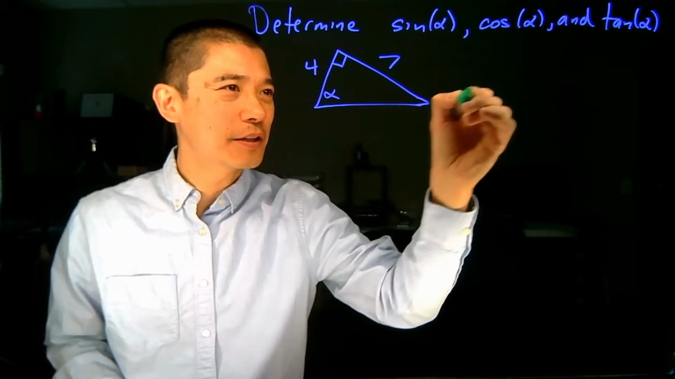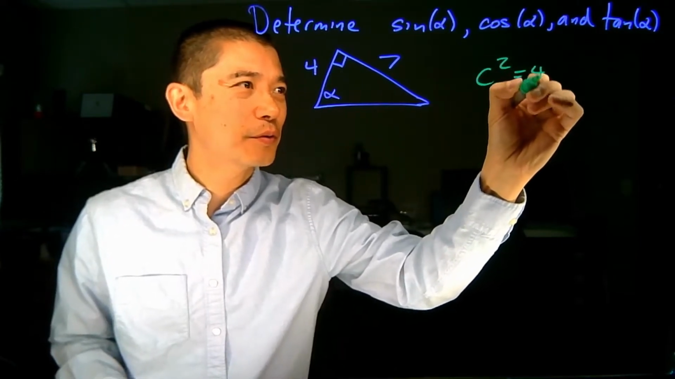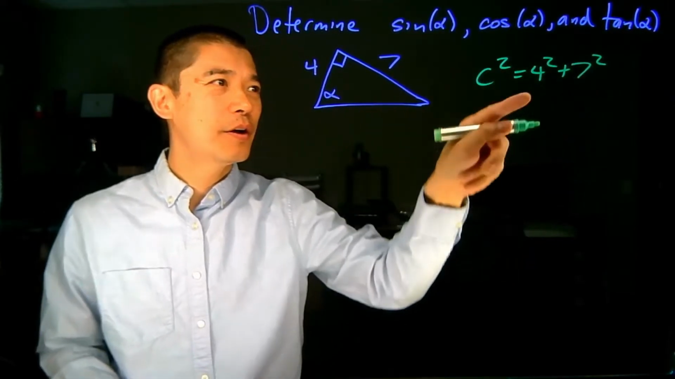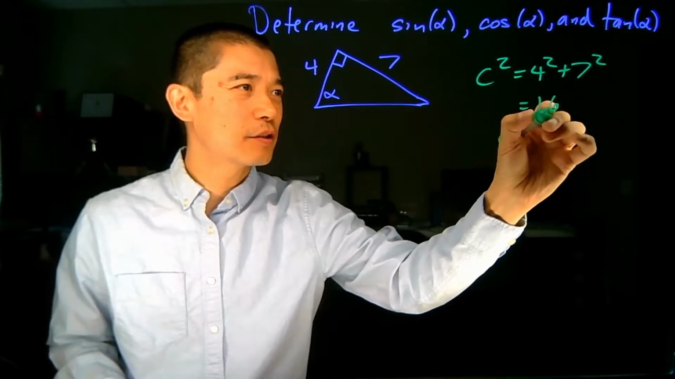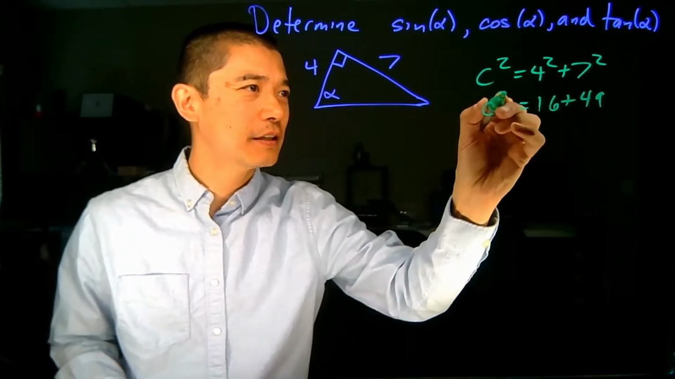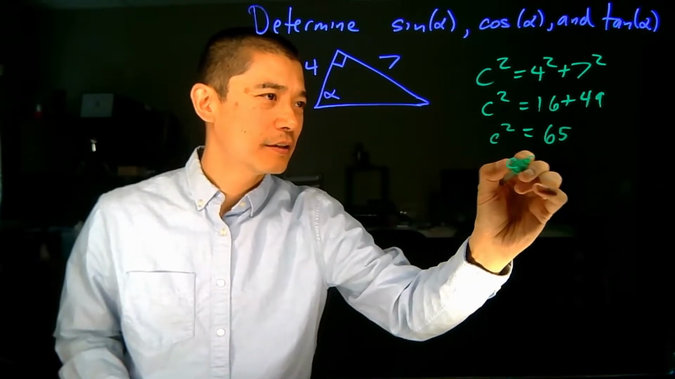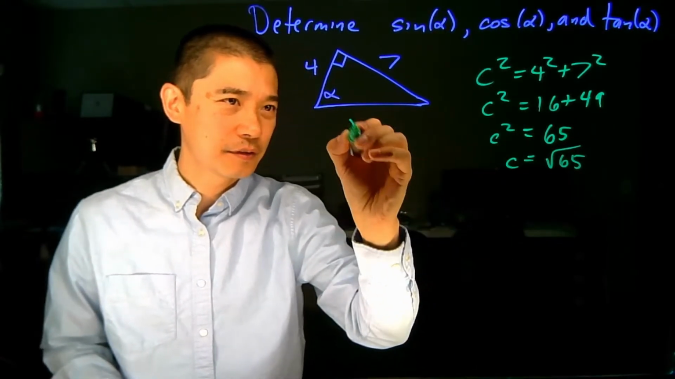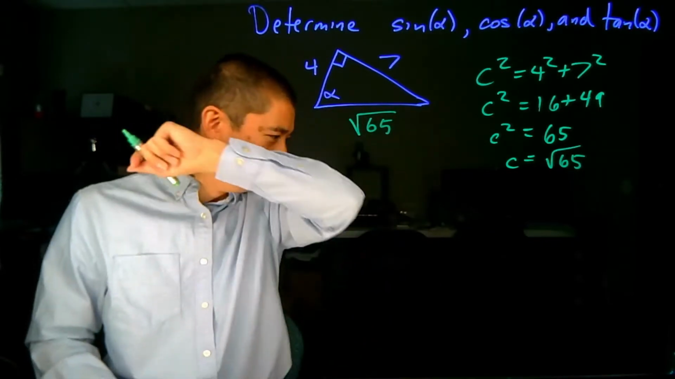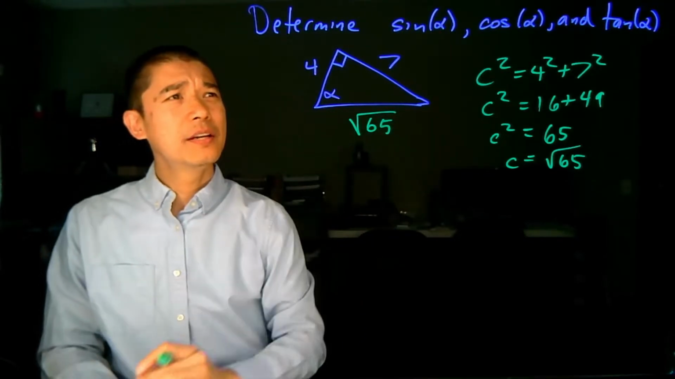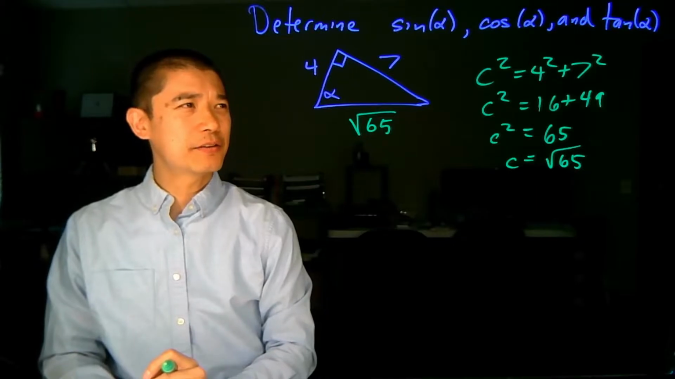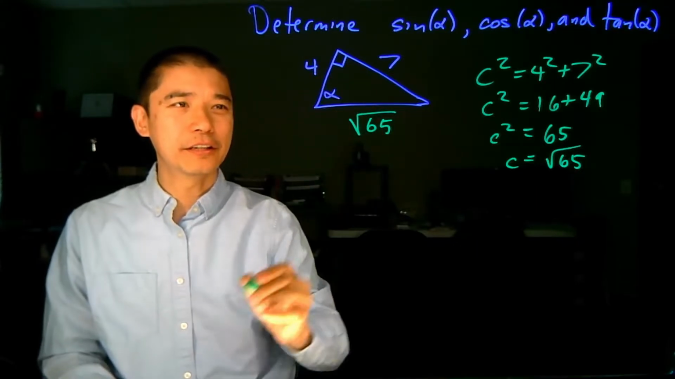We'll just call this thing c. So c squared is equal to 4 squared plus 7 squared. 4 squared is 16. 7 squared is 49. 16 and 49 is 65. So c is the square root of 65. So we can label that. Now we need to do sine, cosine, and tangent of this angle here.